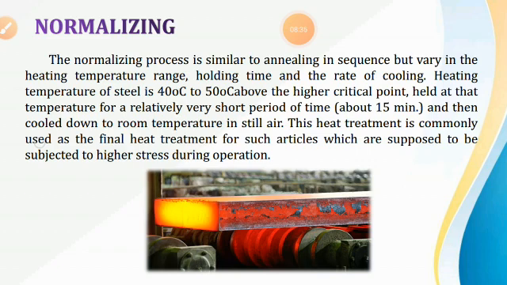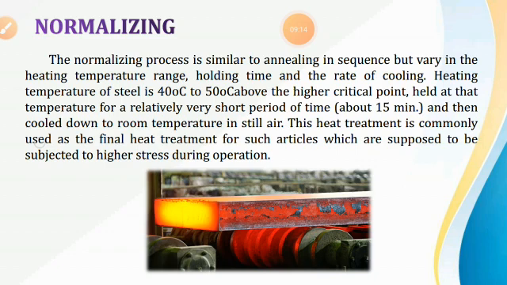The heating temperature of the steel in the case of normalizing is 40 degrees Celsius to 50 degrees Celsius above the higher critical point, held at that temperature for a relatively very short period of time, about 15 minutes, and then cooled down to room temperature in still air. In this type of normalizing heat treatment process, the cooling is done at room temperature in still air.